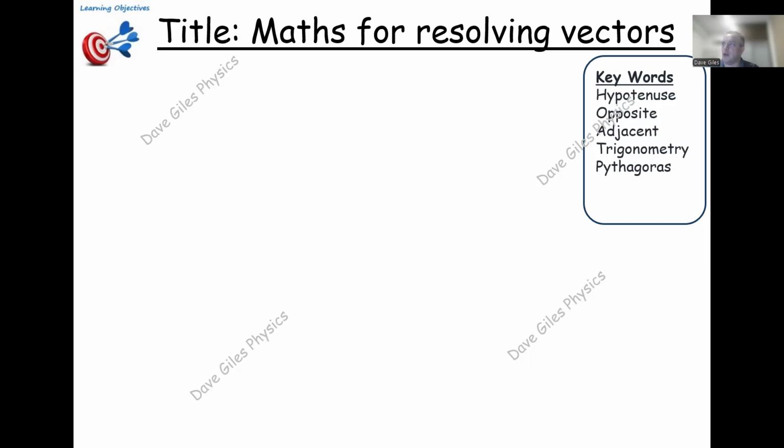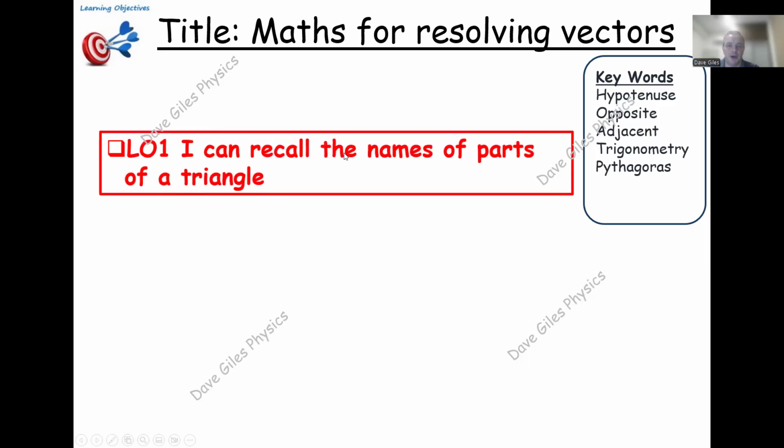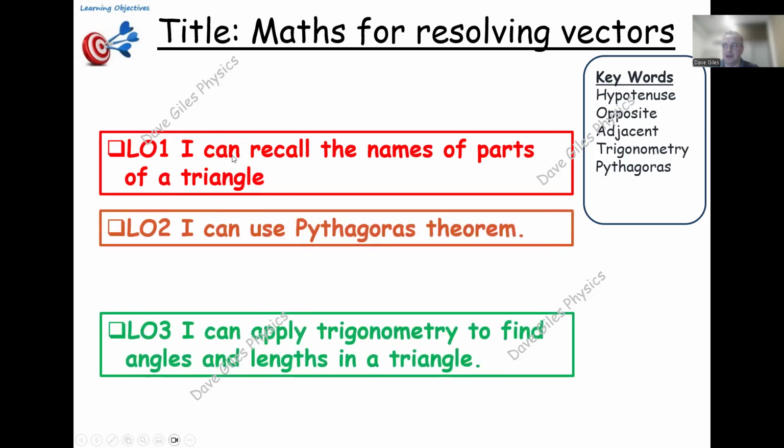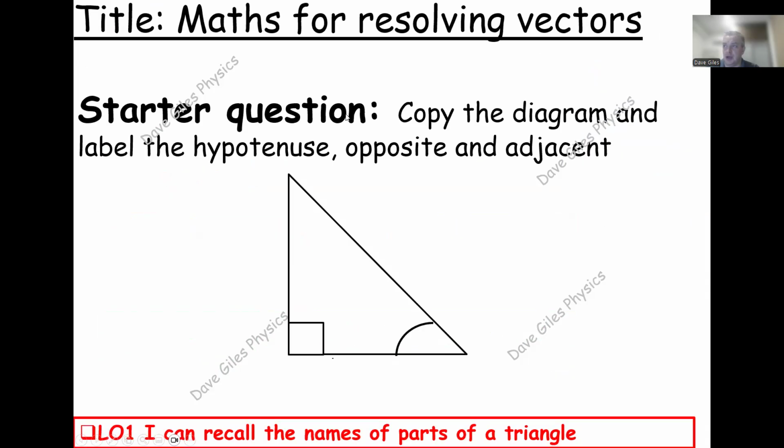So today's lesson, like I say, is maths needed for resolving vectors. I want you to recall names of parts of a triangle, use Pythagoras theorem, and apply trigonometry to find angles and lengths in a triangle. So we'll start with naming the parts of a triangle.